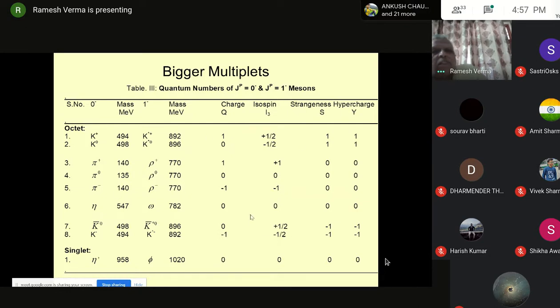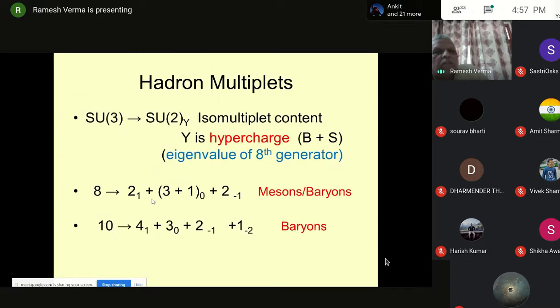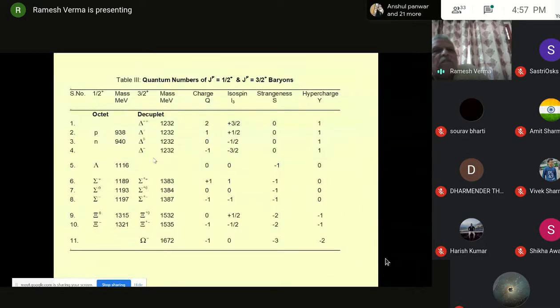This table I have discussed many times. I will jump over this. Same thing you see here, that octets are filled by isodoublet, isosinglet, isotriplet, and isodoublet again. Exactly this pattern which we are seeing here. But when you come to the 3 by 2 plus baryons, we have a quartet, delta, sigma star, and xi star, again 4, 3, 2, and 1.